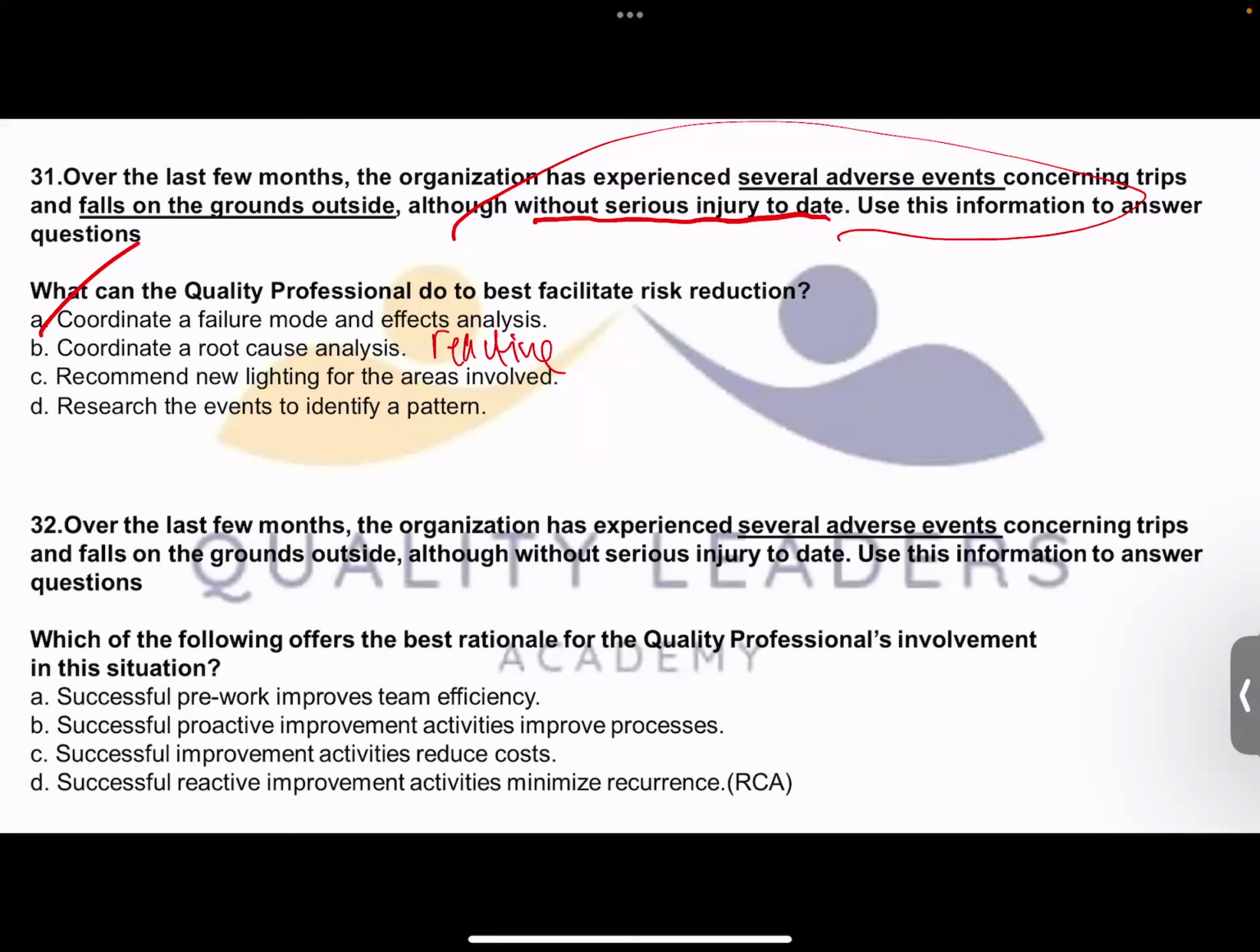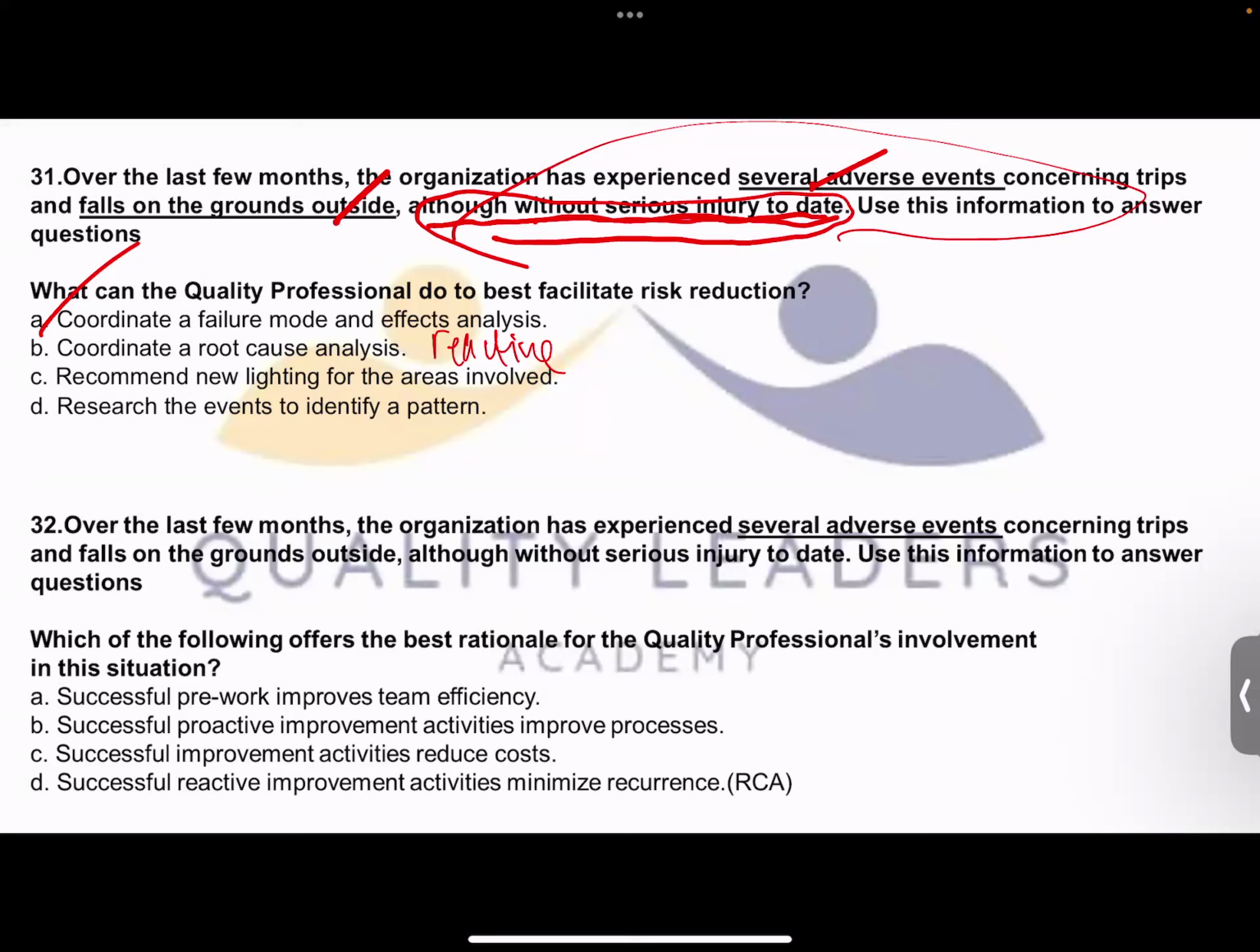Okay. Can we just go over the question again? Over the last few months, the organization has experienced several adverse events concerning trips and falls on the grounds outside. So the keywords here are the several adverse events and the falls on the grounds outside. But in here another phrase is without serious injury to date.